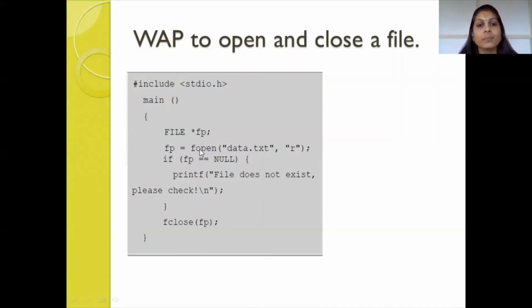But if the file is already there, then this condition becomes false and it jumps to the fclose function, which closes the file with the pointer pointing to fp. So that particular file data.txt is now closed. So this is a simple program showing how to open a file and how to close it.